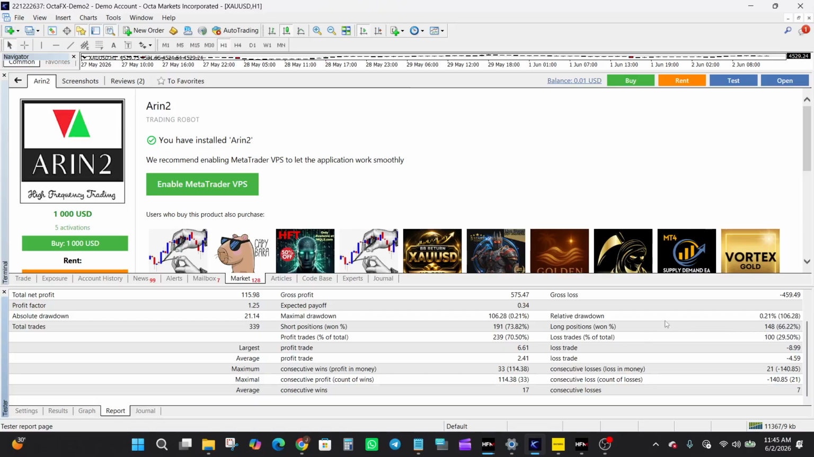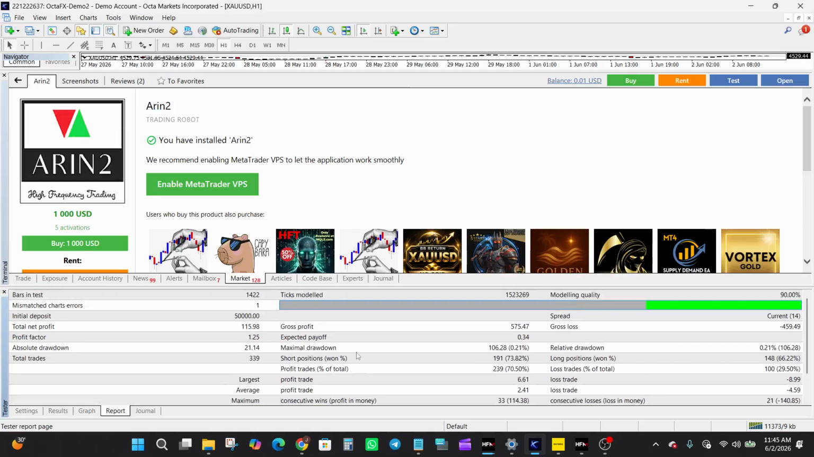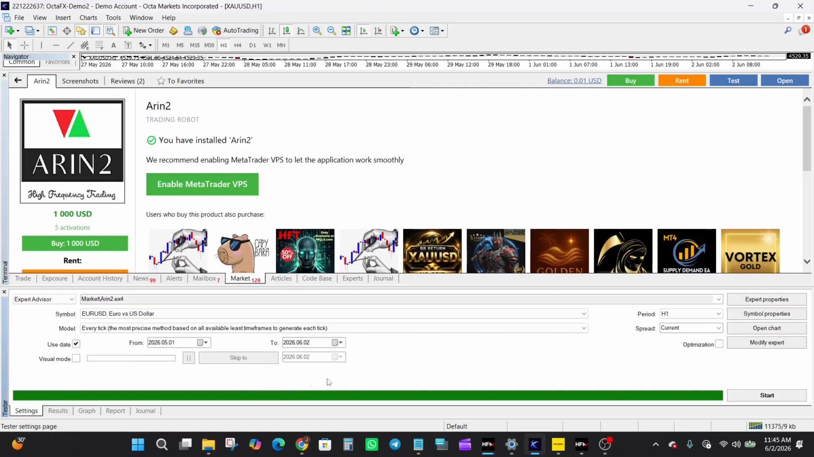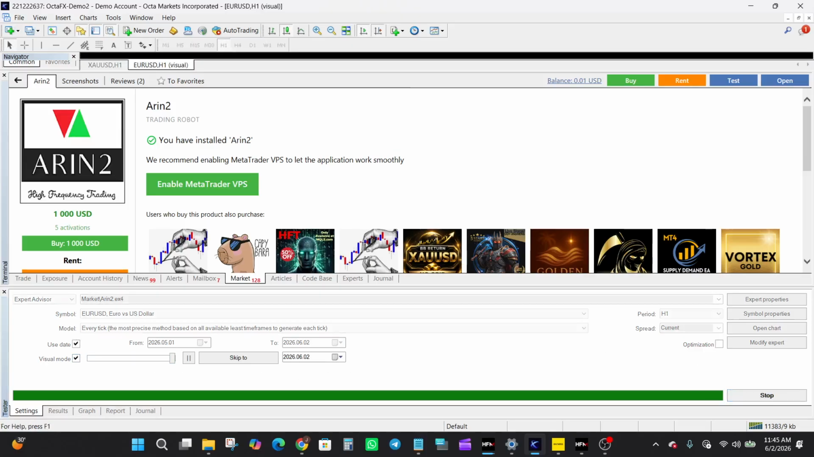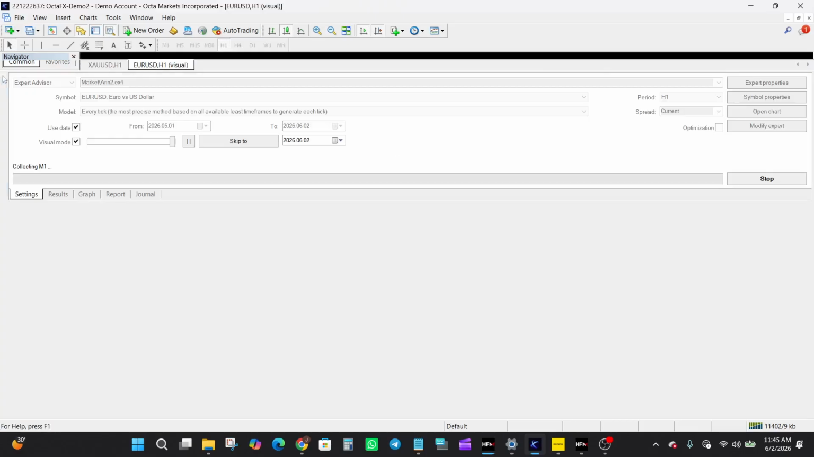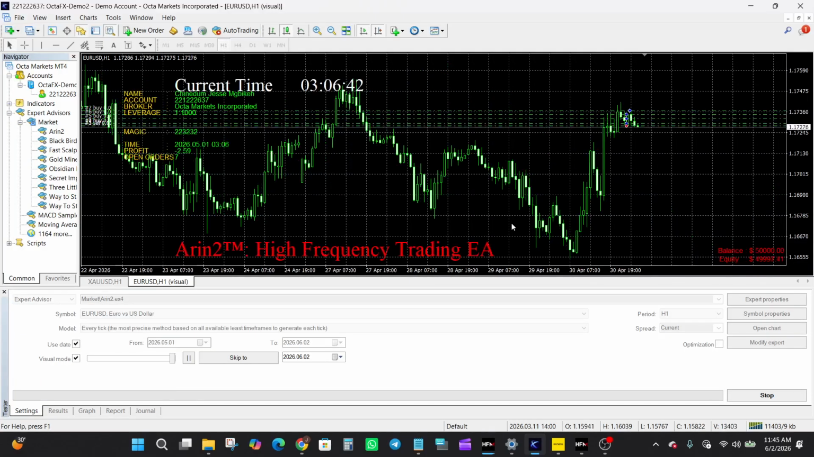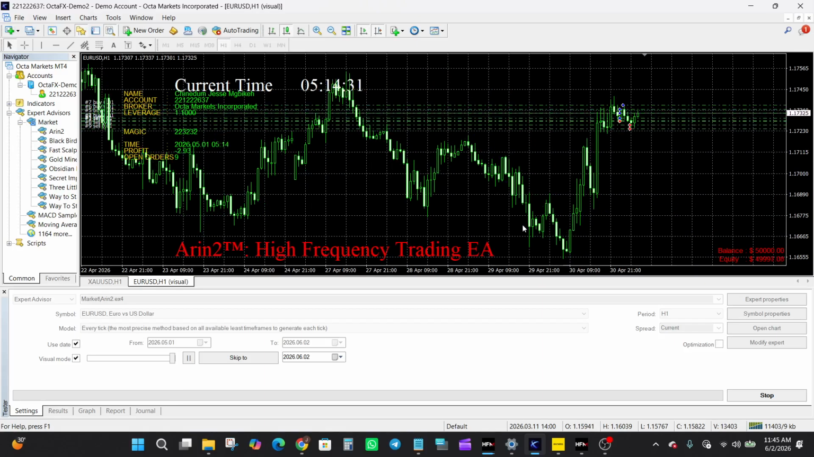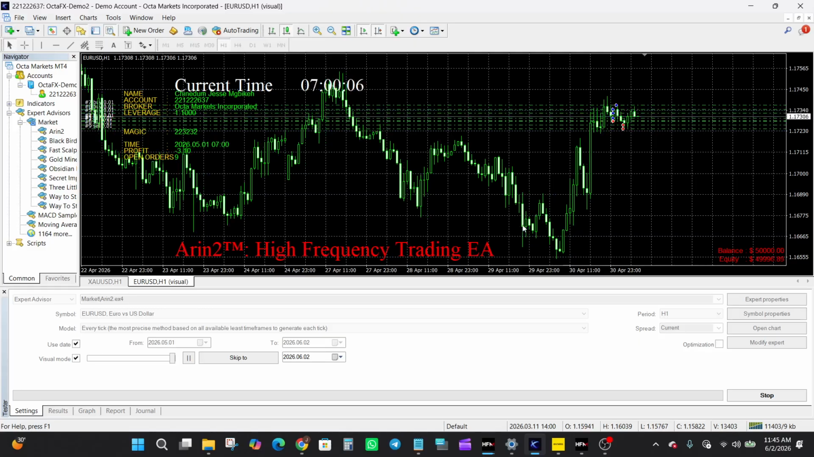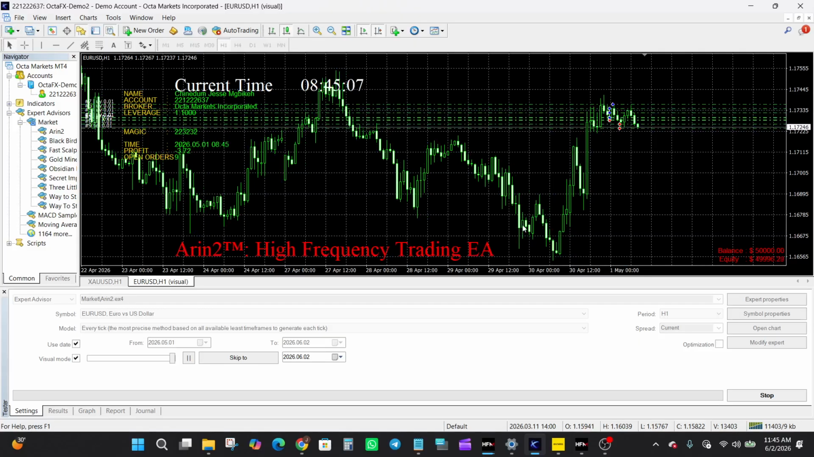All right. Now, having looked at this data, let's just briefly also see how the EA works when it's active. So I'm just going to turn on the visual mode, and we're just going to click on start again so that we can see the EA in action. All right. So looking at the backtest chart, we can observe how the EA interacts with price movement over time.